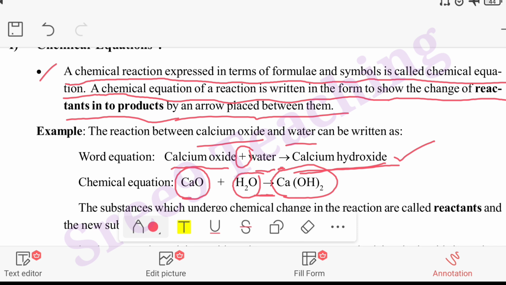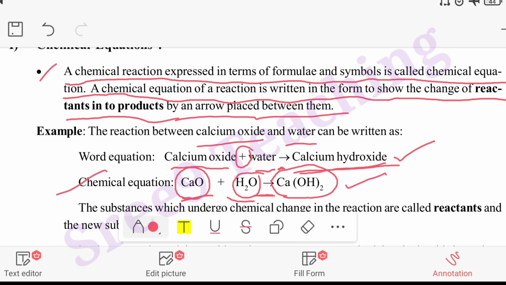Now, what is the use of writing like this? In sentences we say calcium oxide reacts with water and gives calcium hydroxide. Instead of saying this, we can easily write in the form of symbols and formulae, so that by seeing that equation we can easily understand what reaction has occurred, isn't it? So that is the usefulness of writing a chemical equation. So we are writing a chemical reaction in the form of an equation. Once again I am explaining: here calcium oxide CaO plus H2O reacted and gives Ca(OH)2.